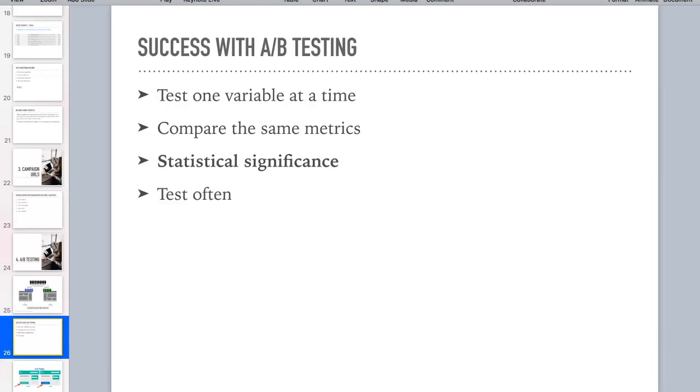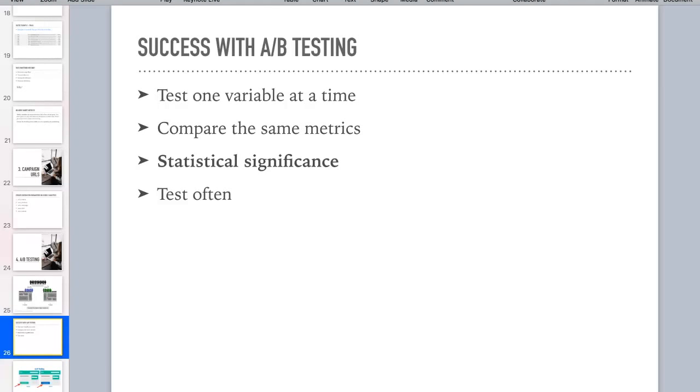Statistical significance is speaking to whether the increase in any metric that you're measuring actually resulted in some statistical significance in that success. We're going to get a little more into that in just a bit.